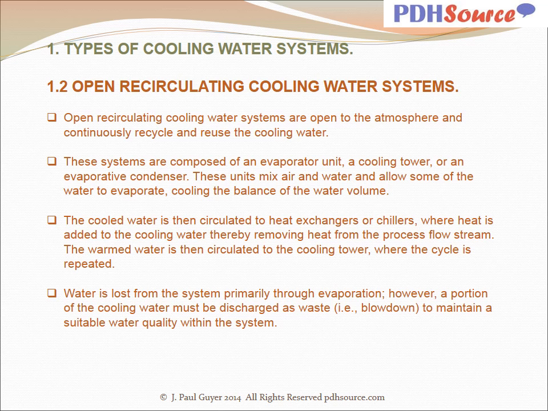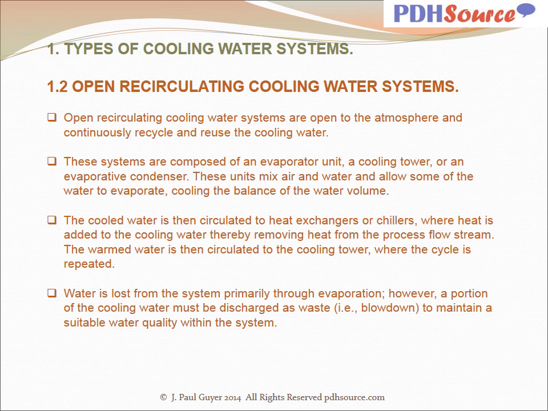Open recirculating cooling water systems are open to the atmosphere and continuously recycle and reuse the cooling water. These systems are composed of an evaporator unit, a cooling tower, or an evaporative condenser. These units mix air and water and allow some of the water to evaporate, cooling the balance of the water volume. The cooled water is then circulated to heat exchangers or chillers where heat is added to the cooling water, thereby removing heat from the process flow stream. The warmed water is then recirculated to the cooling tower where the cycle is repeated.